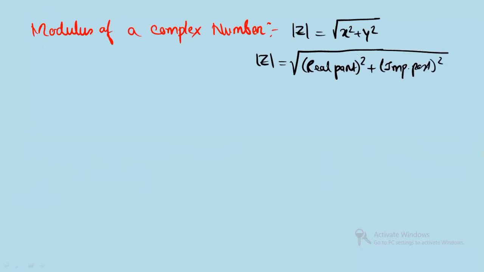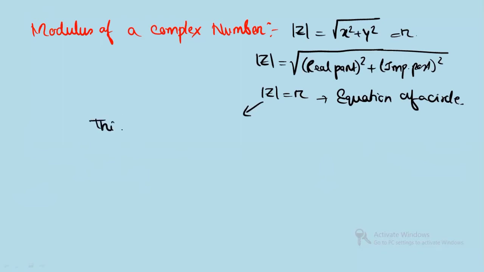Root over the square of the real part plus the square of the imaginary part, all right? And the modulus of z can be written as r. This is equal to r. So this is the equation of a circle. In a better form, this implies that mod of z equals r, which represents a circle.